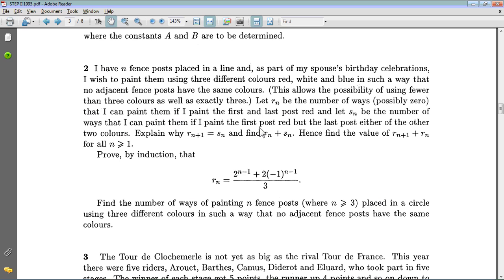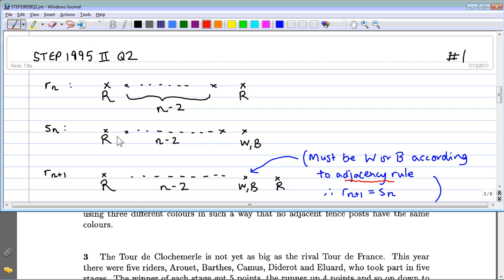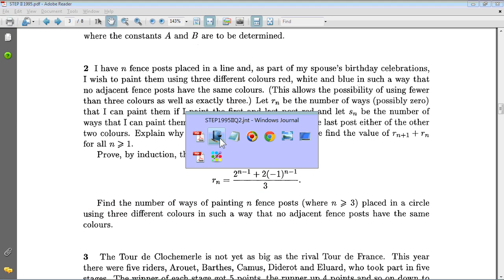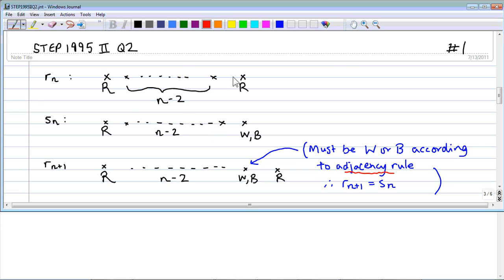Right. The next part is to find the sum Rn plus Sn. Okay, Rn plus Sn. Well, now they're using the word find. I should just emphasize that point. Find Rn plus Sn. Well, that means that now we will need to get a formula. But let's examine what Rn plus Sn would be. So here's Rn and here's Sn. Well, the only difference between them is the final post. In one case it's red and the other case it's white or blue.